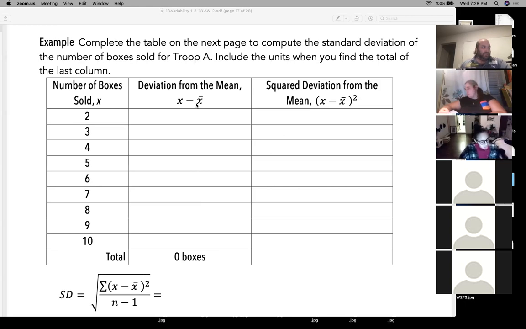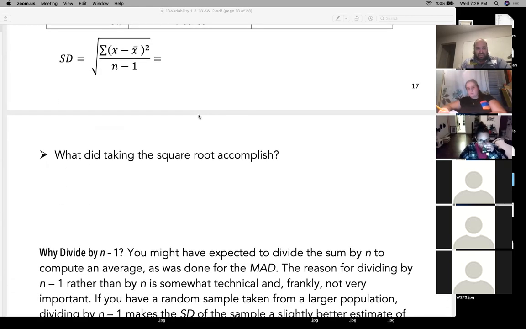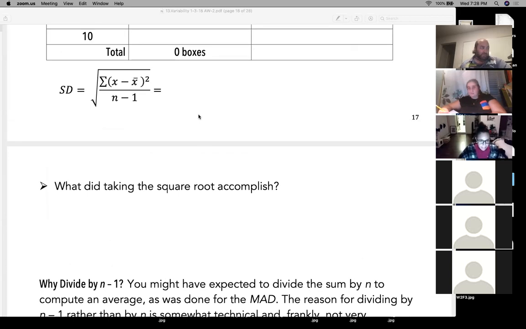Okay, everyone with me so far? Okay, so let's scroll down. What did taking the square root accomplish? So this is more of an abstract thing, and Talara's going to say, I don't care, but that's okay. She likes the concrete.